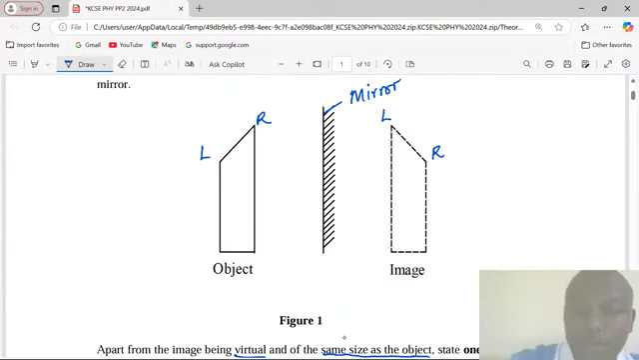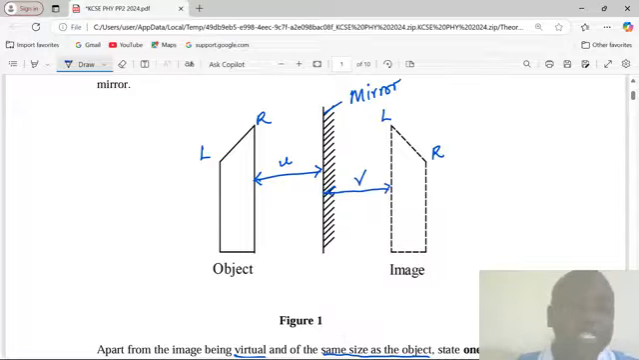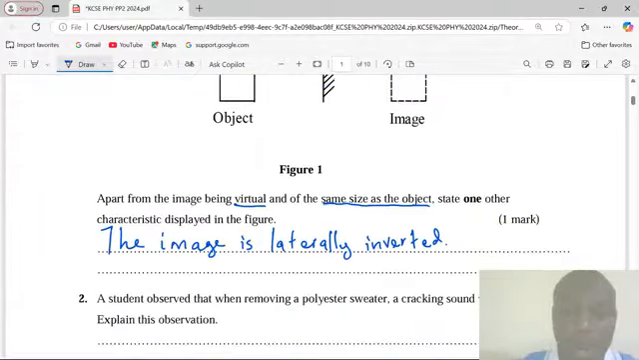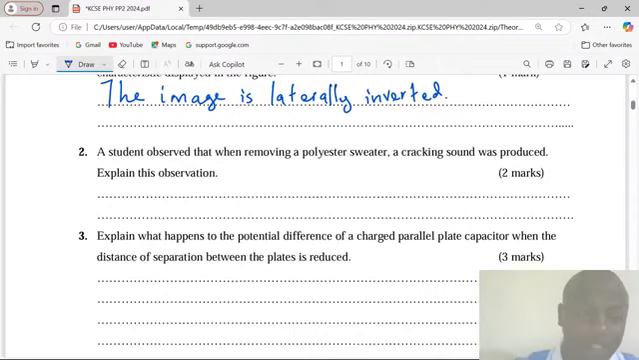It is usually equal distance. Where the object is placed from the mirror, the image is formed at an equal distance but behind the mirror. Therefore, we say the image is as far behind the mirror as the object is in front of the mirror. That's another property among others. Let's look at number 2.